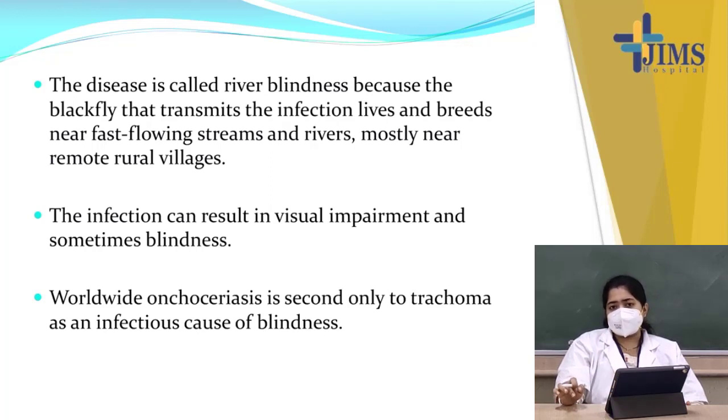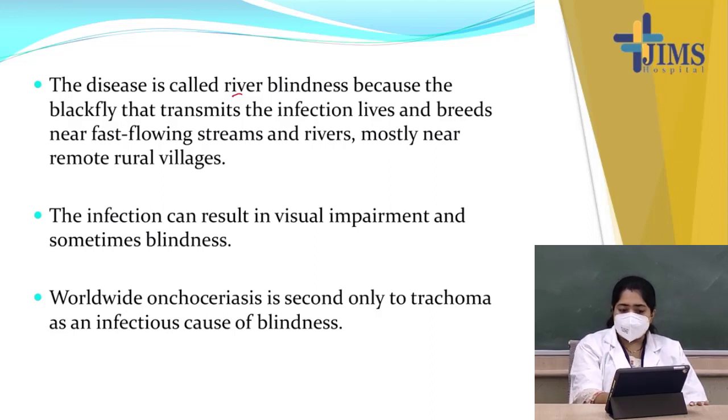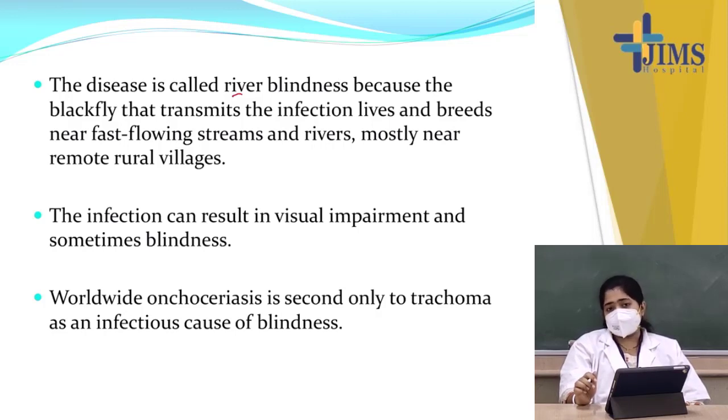Now why is it called river blindness? The disease is called river blindness because it is transmitted by a black fly, and this black fly usually resides in the fast flowing streams and rivers, mostly near remote rural villages. So it is known as river blindness and it causes blindness. This black fly that transmits the infection lives and breeds near fast flowing streams and rivers. Again, the infection may result in visual impairment and sometimes blindness. Worldwide, onchocerciasis is second only to trachoma as an infectious cause of blindness.